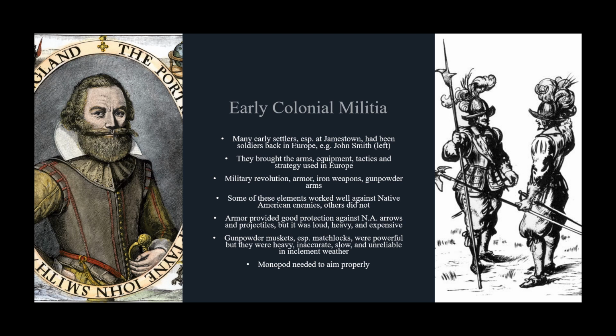The armor worn by early English colonial soldiers and militiamen provided good protection against Native American arrows and projectile weapons, but wearing armor was loud, it was heavy, and expensive. The gunpowder muskets used by early English colonists, especially the matchlocks, were powerful, but they were very heavy, very inaccurate, and slow to load, and they're unreliable in inclement weather: rainstorms, snowstorms, high winds. Additionally, matchlock muskets, because they're so heavy, have to be used with a monopod to steady the barrel, making them all the more difficult and cumbersome to use.